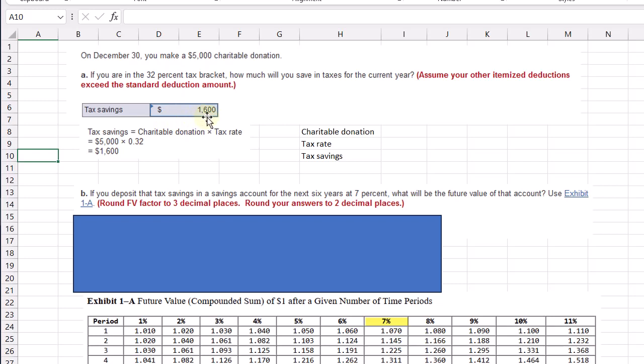Now, the tax savings are $1,600. Okay, so how would you calculate that? You would take the $5,000 charitable donation and multiply it by the tax rate.